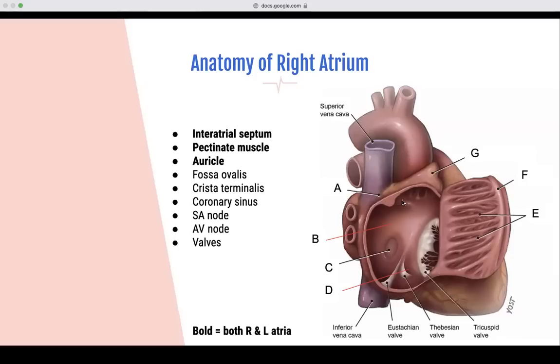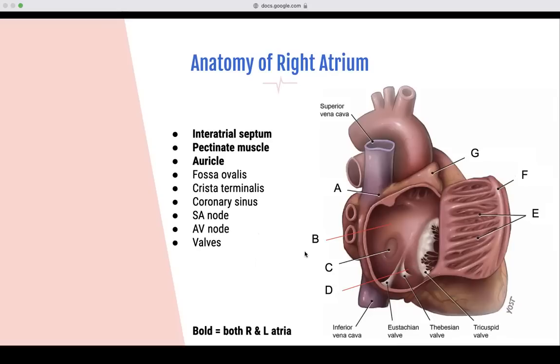So just keep looking at pictures of the right atrium and other heart structures, so you're familiar. Coronary sinus, the opening for the coronary sinus. If you remember, we said it drains into the right atrium, so it should be here. Can you guys see the opening? Okay, I'll give you a hint. It's here. This is where the coronary sinus drains into the right atrium.